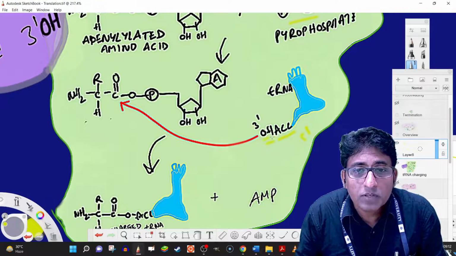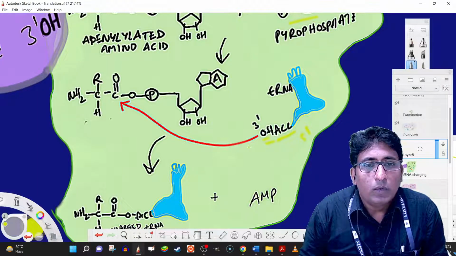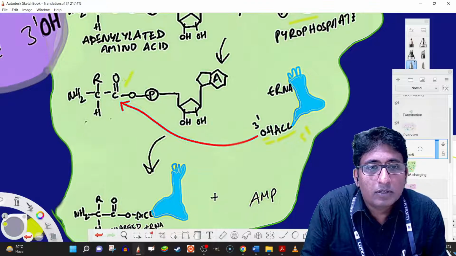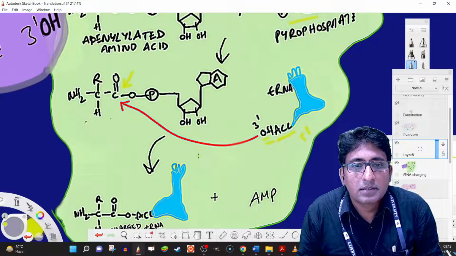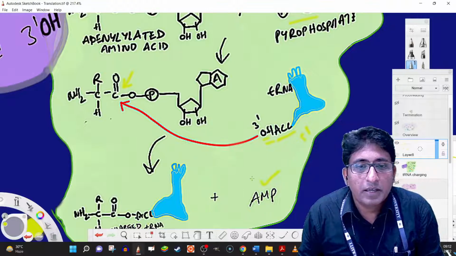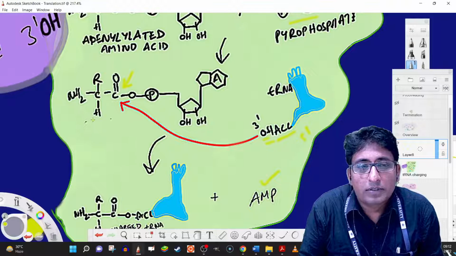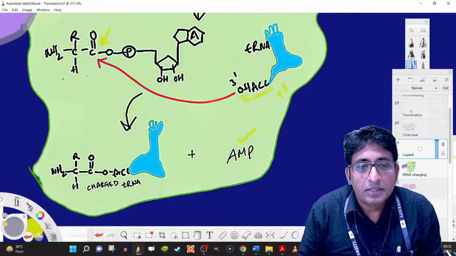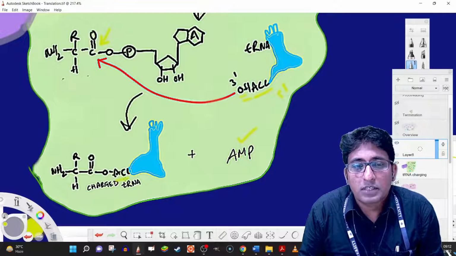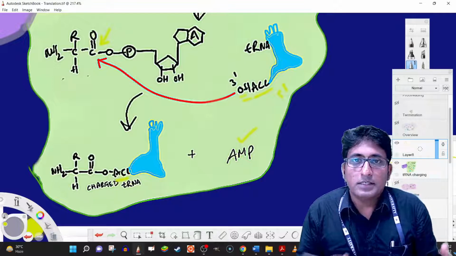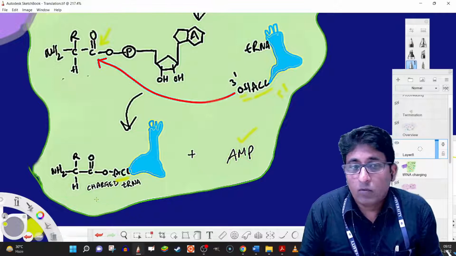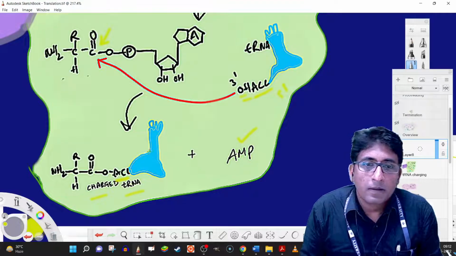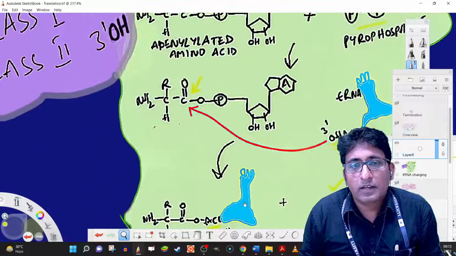The 3' OH of the adenine will make a nucleophilic attack on the carbon of the carboxylic group of the amino acid, thereby releasing the AMP, and now we can think of it as the amino acid is added on to the 3' end of the tRNA at the CCA sequence, and now we call this tRNA a charged tRNA. There are two classes of tRNAs in this sense.